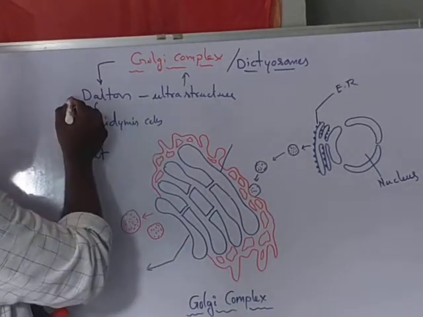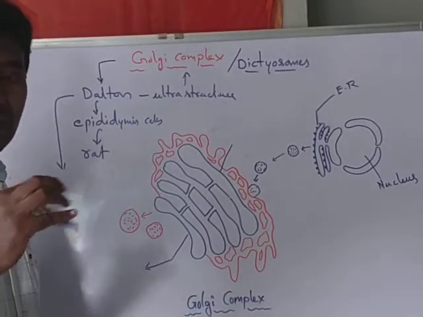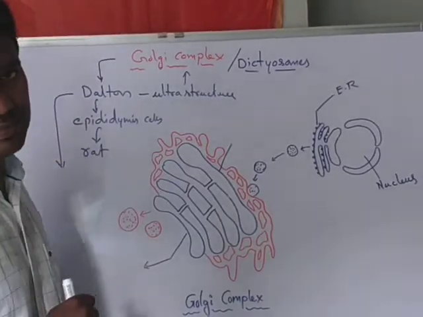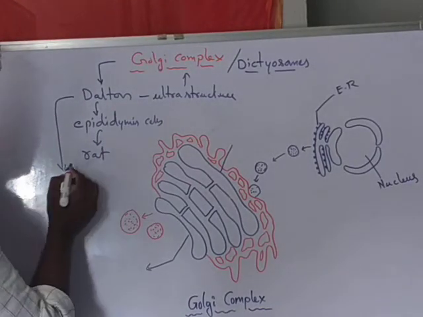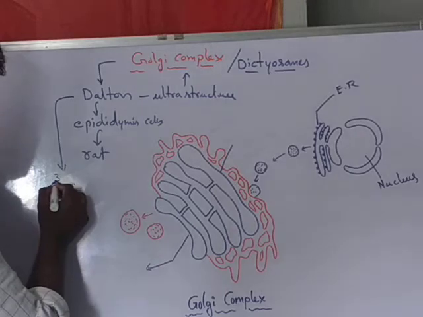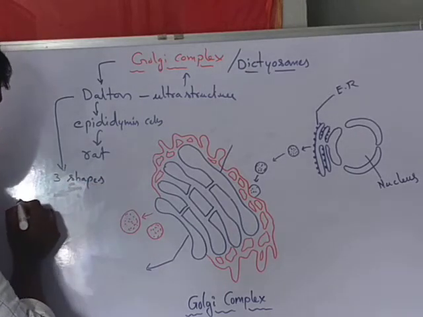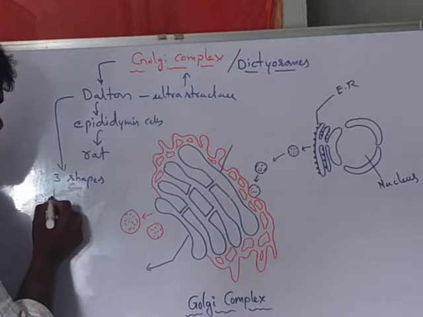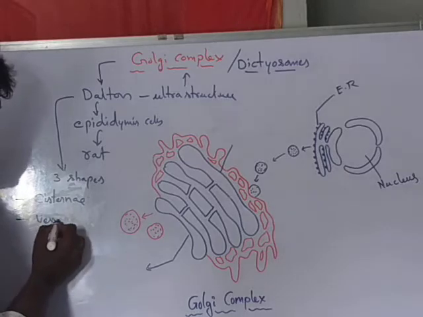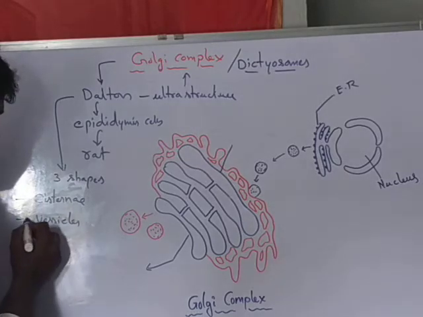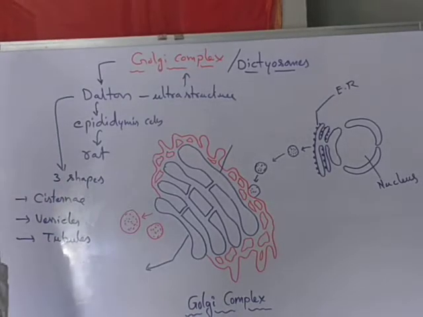He expressed that the Golgi complex or Golgi apparatus looks in three different shapes: one is cisternae, the second is vesicles, and the third is tubules.